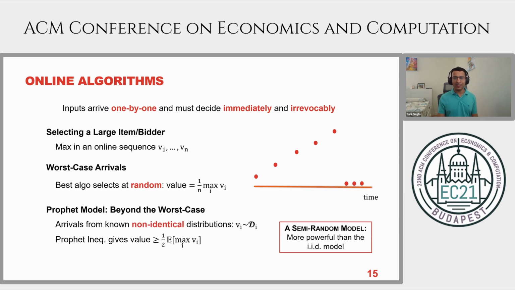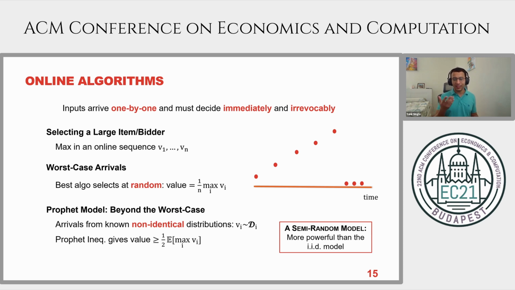And as you might have already noticed, this is precisely what prophet inequality solves. In prophet inequality, you make an assumption that these numbers are not adversarially chosen, but these Vis are drawn from some known distributions Di. And here, prophet inequality tells you exactly that you can get a half of the expected max.